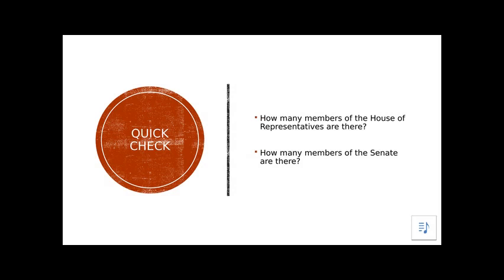So we're going to do another quick check real quick. How many members of the House of Representatives are there? And how many members of the Senate? The Senate's easy. Can anyone tell me? Yeah, 100. But does anybody remember how many members of the House of Representatives there are? 435. Very good.